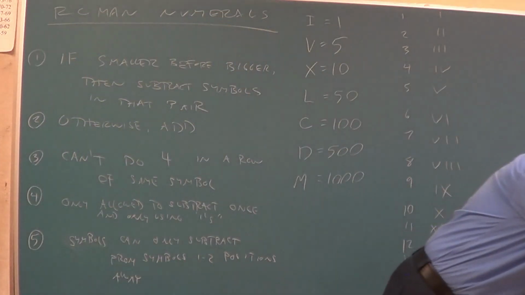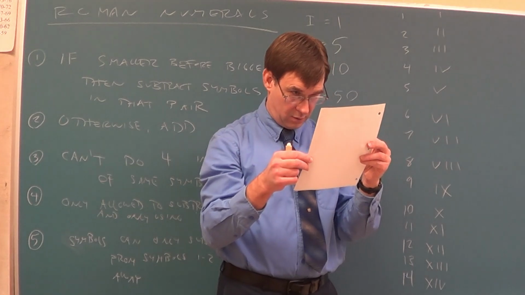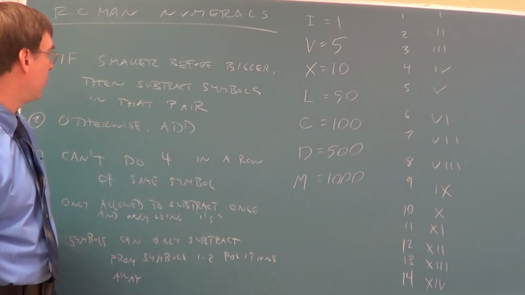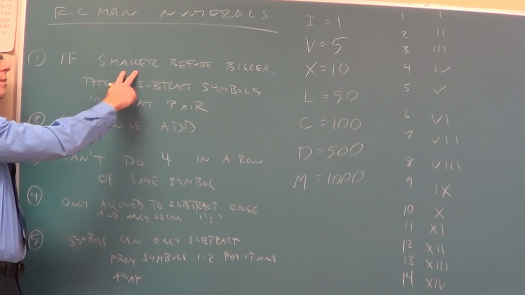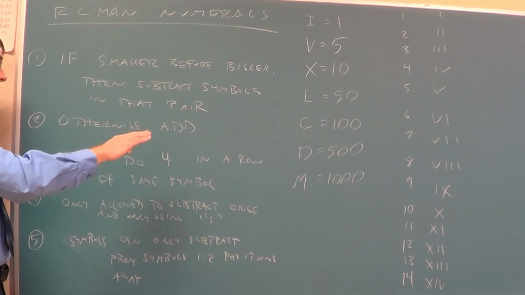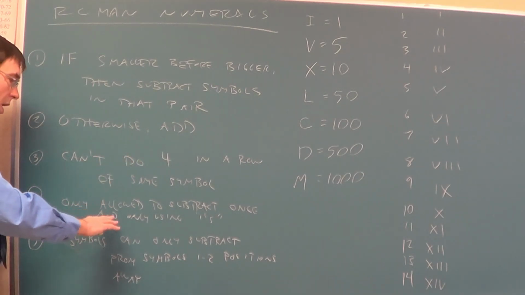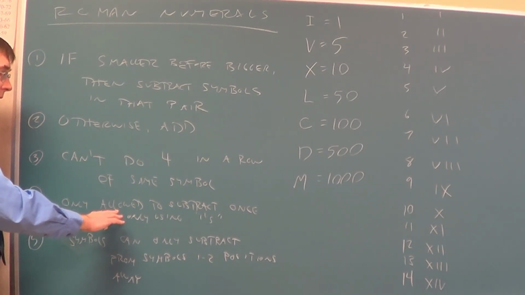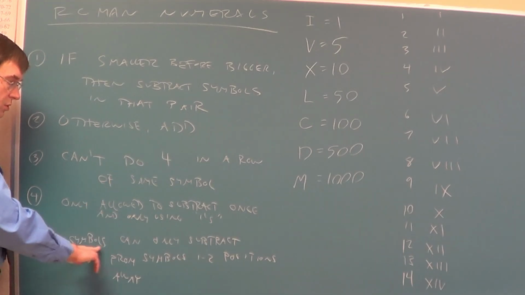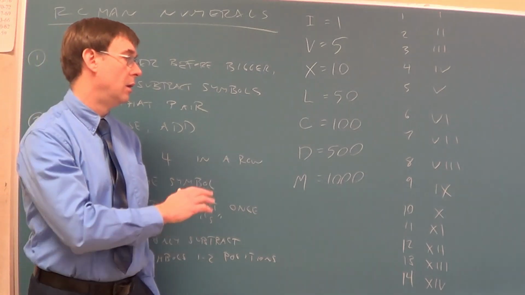Let me make sure I wrote down exactly what I wanted to write down over here. Yeah, that should work. That's more or less the wording of my rules. If the littler one is before a bigger one, we look to subtract. Otherwise, we're looking to generally add more than we subtract. Not allowed 4 in a row of the same symbol. The ones are the only ones allowed to subtract. You can only subtract them once. And the symbols can only subtract from something that's 1 or 2 positions away.